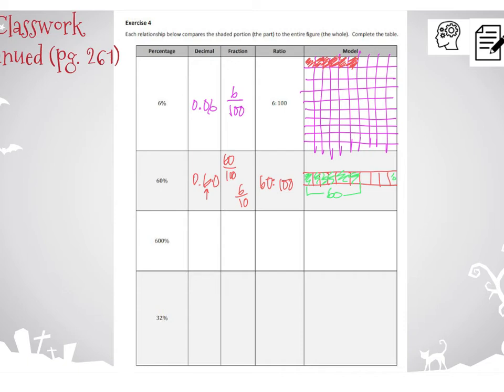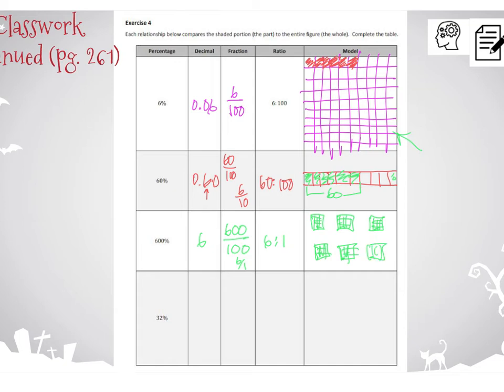Okay, here, oh my gosh, 600%. The decimal is like that. And then we've got 600 out of 100, which is actually equal to 6 over 1. And our ratio, I'm going to write 6 to 1, but you could have 600 to 100. And so it would really be like this, only 6 of those grids. So imagine there's one of your grids. There's another 100. There's another 100. Another 100.